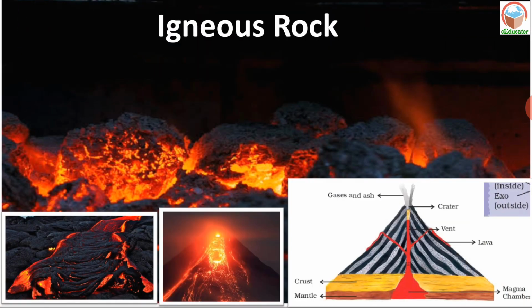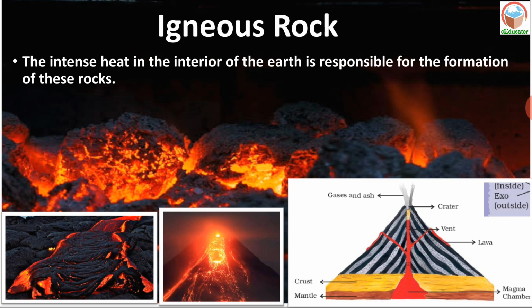Look at the first one, igneous rock. How does it form? We already discussed in lesson number 13 that the uppermost layer of the earth is the crust, the second layer is the mantle, and the innermost layer is the core, with an inner core and outer core. So we have 3 layers: crust, mantle and core.